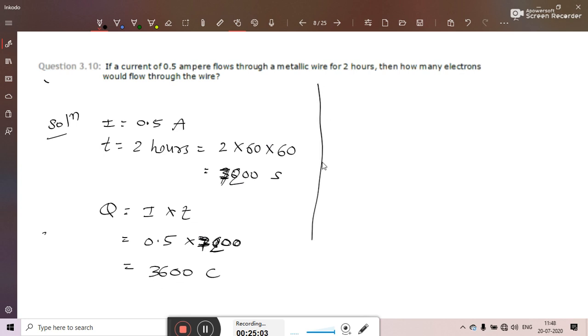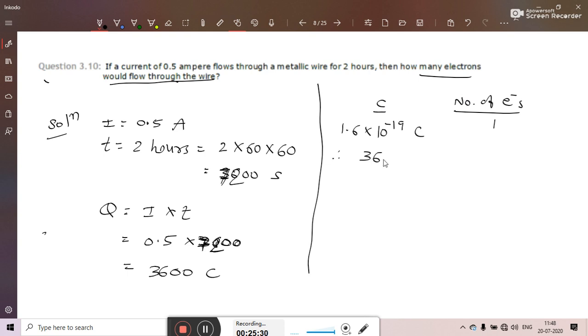Now from this we have to find out how many number of electrons would flow through the wire. Here we will write down coulomb and here we will write down number of electrons. Now what is the charge carried by one electron? So that is 1.6 into 10 raised to minus 19 coulomb. That is the charge carried by one electron. Therefore 3600 coulomb is a charge carried by how many electrons?